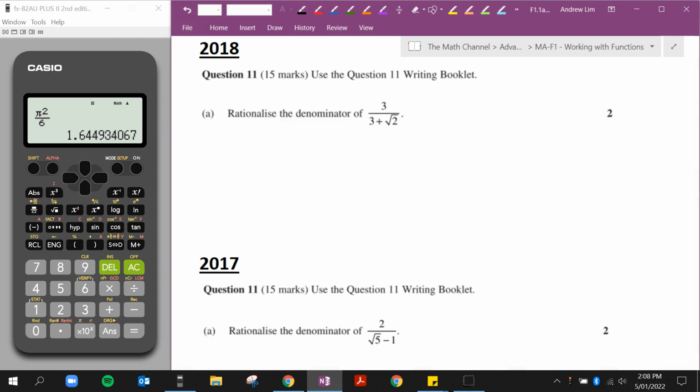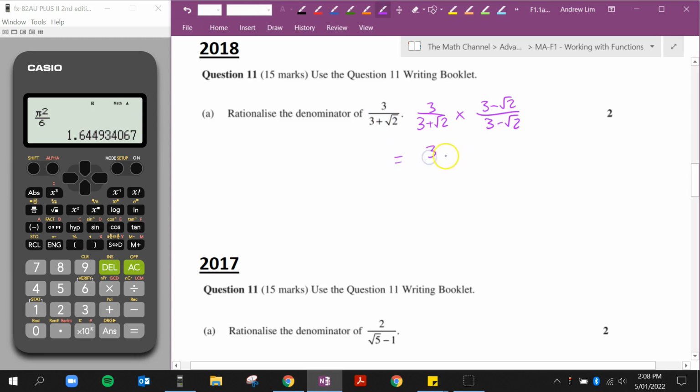Alright, question 11A of the 2018 paper. Rationalize the denominator of 3 over 3 plus root 2. So we've got 3 over 3 plus root 2. I'm going to multiply that by 3 minus root 2 over 3 minus root 2. Okay, again, I'm just changing that sign. And I'm just focusing on that denominator. So this is the conjugate.